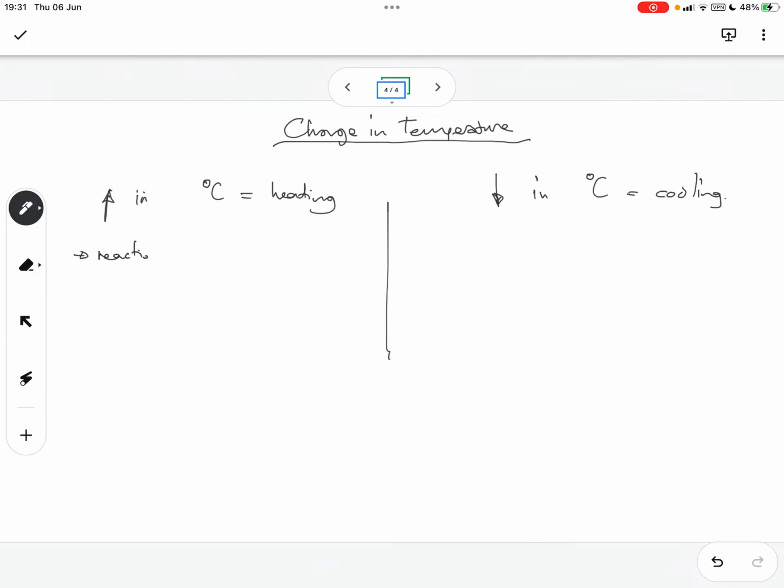Then when the temperature is increased, the reaction that decreases the temperature of the system, so the reaction that absorbs heat, right? So reaction that absorbs heat.